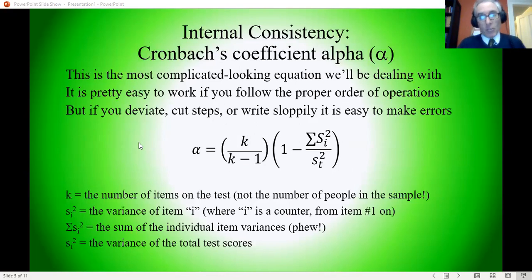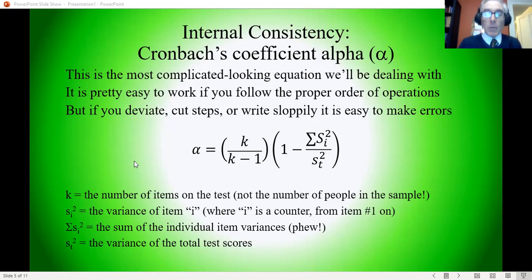All right, so there's the equation. And, in terms of my assessment class geared towards advanced undergraduates, this is the most complicated looking one that we have to deal with. So take a deep breath and don't let the anxiety get to you too much. It's actually not that hard to work with as long as you just do it calmly, step by step, and follow the proper order of operations. If you deviate from the proper order of operations, you're dead. That just always kills you. If you cut steps or write sloppily, it's really easy to make errors here.